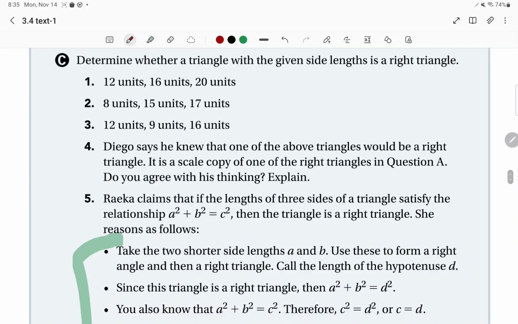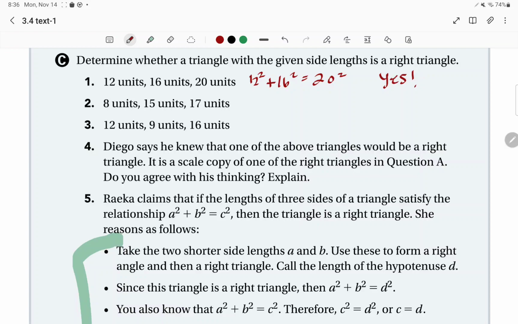Okay, in the first one, you would have 12 squared plus 16 squared equals 20 squared. Well, if you work those out, yes, it does satisfy the equation. If you add 12 squared and 16 squared, it is equal to 400.